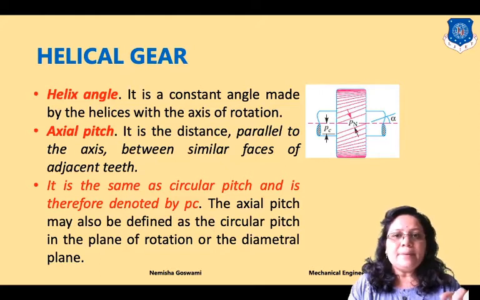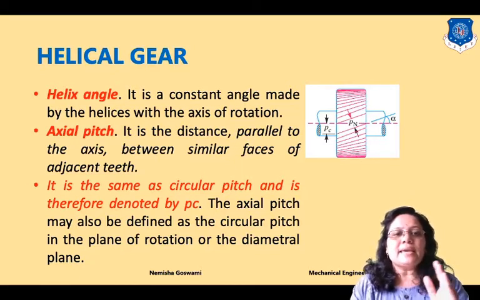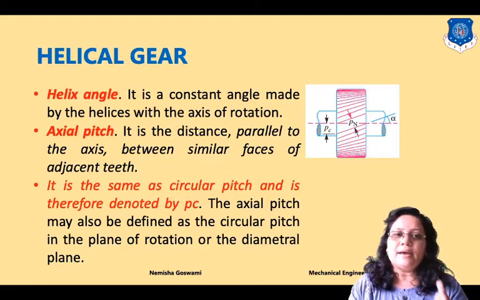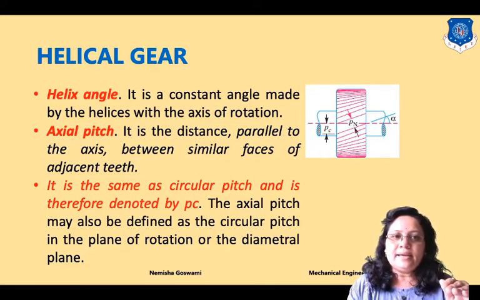Now what is axial pitch? Axial pitch is the distance parallel to the axis between similar faces of adjacent teeth. You can see here the axial pitch and circular pitch. Circular pitch is denoted by Pc, and axial pitch is the same as the circular pitch. Here you can see the distance between two adjacent teeth, but in the parallel direction, not in the normal plane. This is known as the axial pitch.